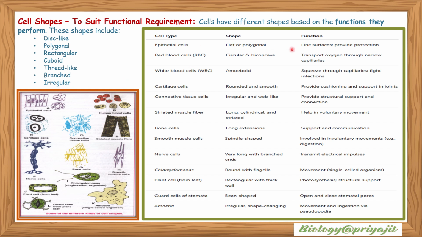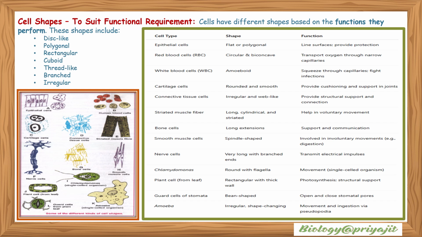Epithelial cells are flat or polygonal. They provide surfaces and protection. Red blood cells are circular and biconcave. They transport oxygen through narrow capillaries. White blood cells are amoeboid in nature. They squeeze through capillaries and fight against infections.